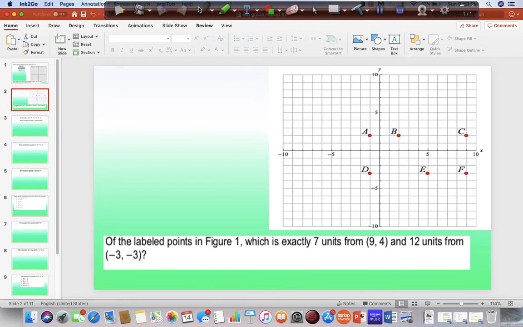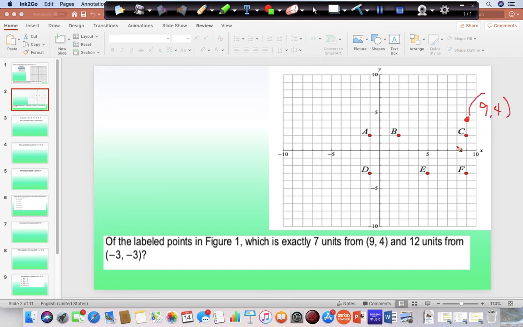It says, of the labeled points in figure 1, which is exactly 7 units from (9, -4)? So (9, -4) is, this is 10. So (9, -4) is 1, 2, 3, 4. (9, -4) is here. Okay, and then we want it to be 7 units from (9, -4) and 12 units from (-3, -3). So I'm going to go back -3, 1, 2, 3. And down -3, 1, 2, 3. So this point is (-3, -3).